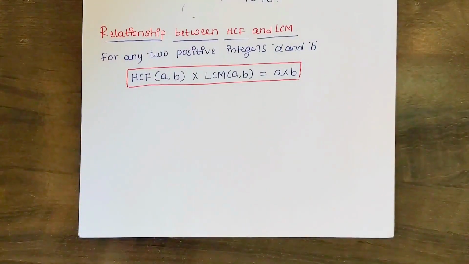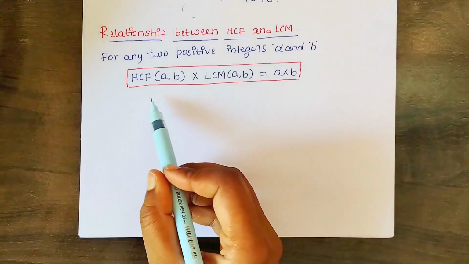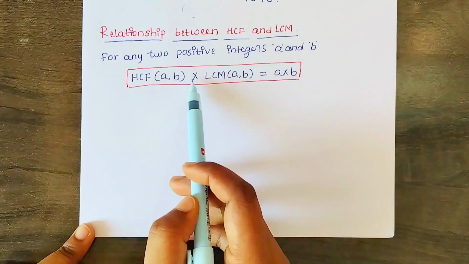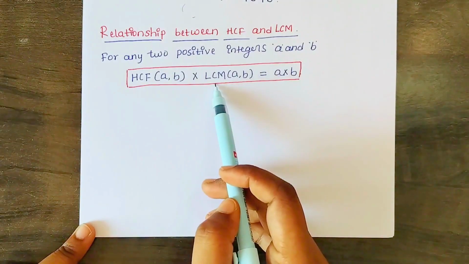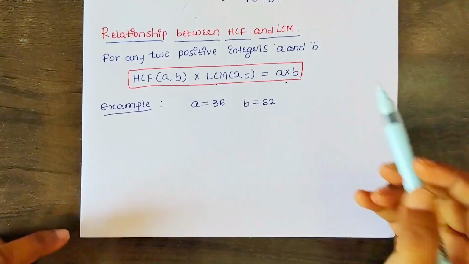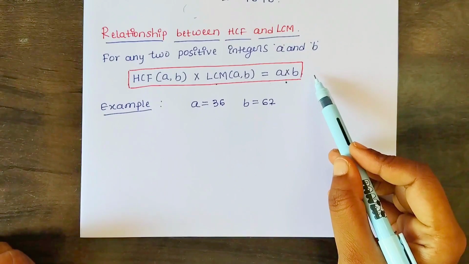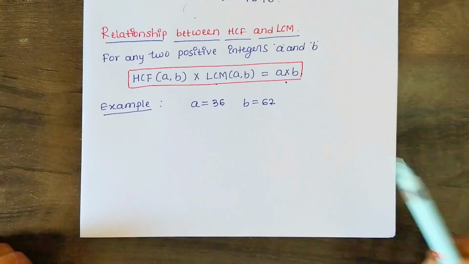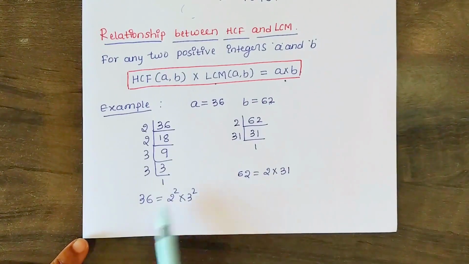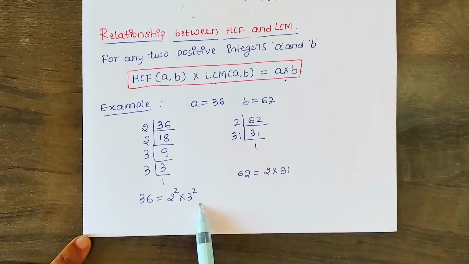After the concept of HCF and LCM, there is a relationship between HCF and LCM, which is very important from the exam point of view. See, this is the relationship. For any two positive integers A and B, the product of HCF and LCM is equal to the product of those two numbers. Let me explain this relationship by taking an example. The factors of 36 and 62 are like this.